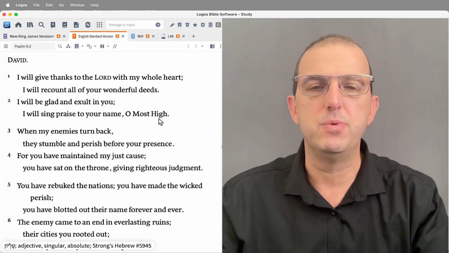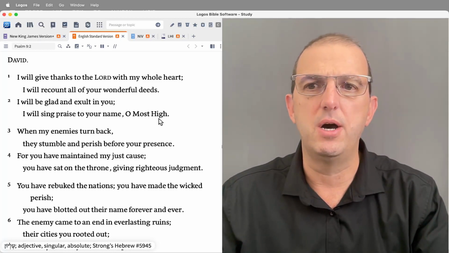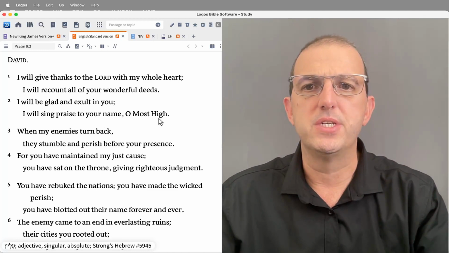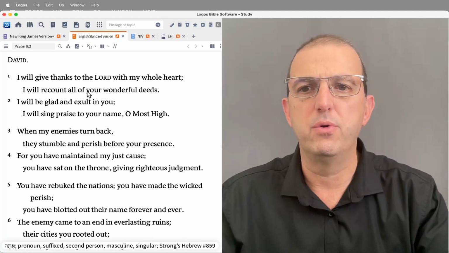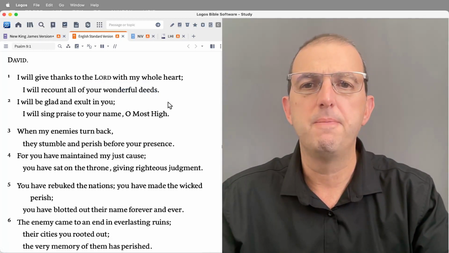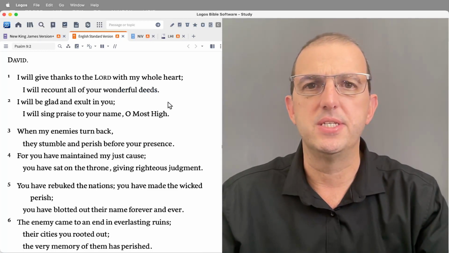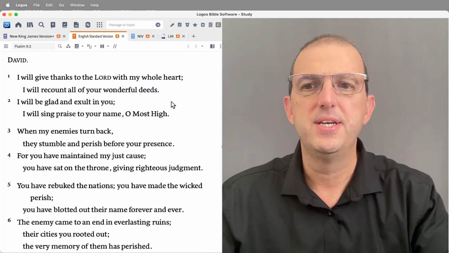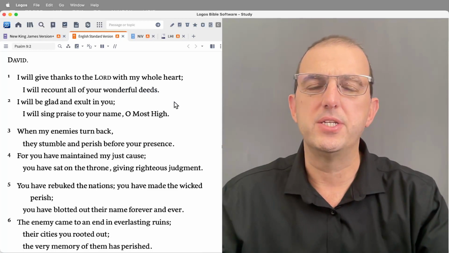At first glance, you would think this might be a thanksgiving psalm because of the emphasis on giving God thanks for all of his wonderful deeds. As the psalm progresses, it seems that there are still prayers needing to be prayed, and there are also hints of answered prayer.